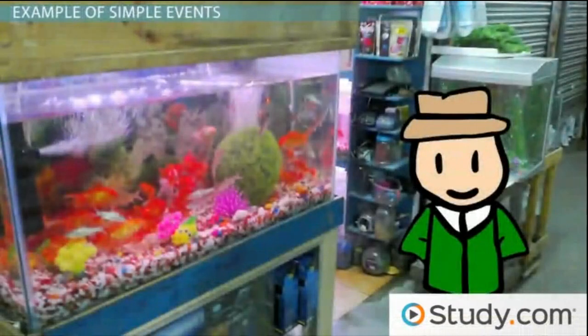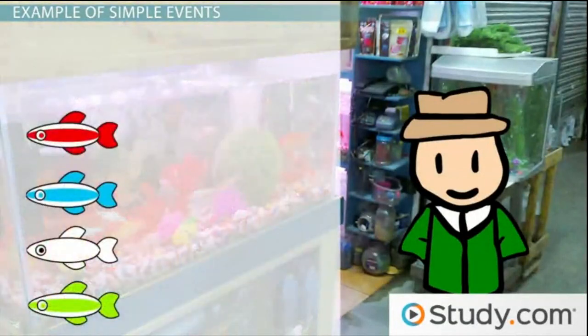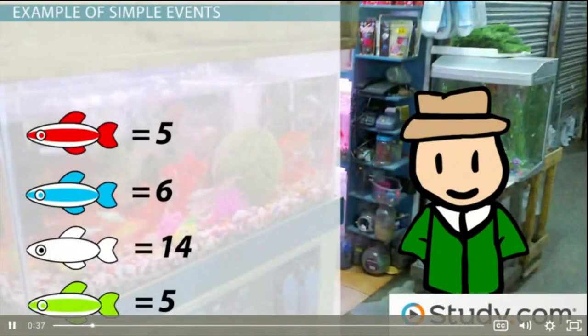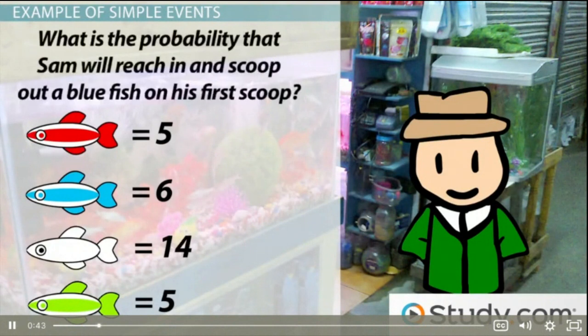Sam owns a large fish store with many colors of fish. He keeps all the fish in a large aquarium. In his main aquarium, he has 5 red fish, 6 blue fish, 14 white fish, and 5 green fish. A customer comes into the store and wants to buy a blue fish to take home. What is the probability that Sam will reach in and scoop out a blue fish on his first scoop?